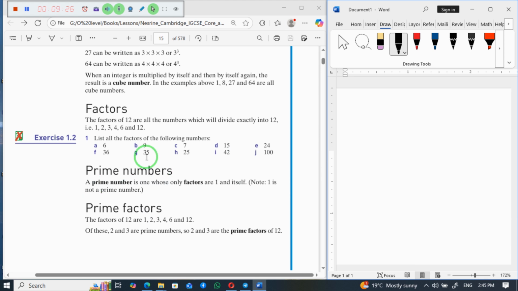Next one is factor. What is a factor? The factors of 12 are all the numbers which will divide exactly into 12.